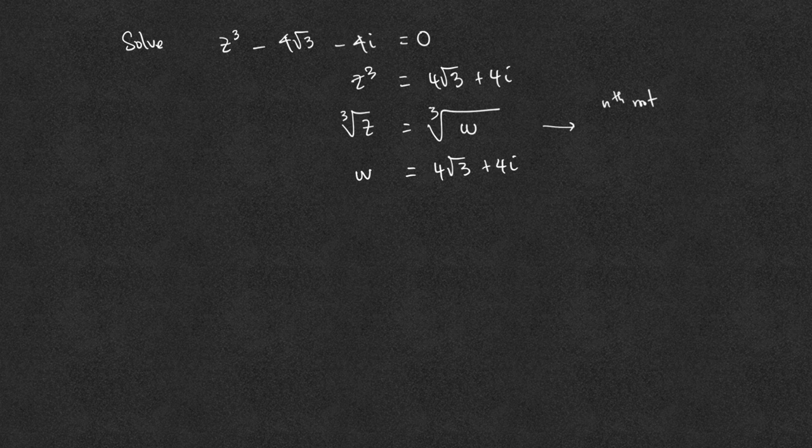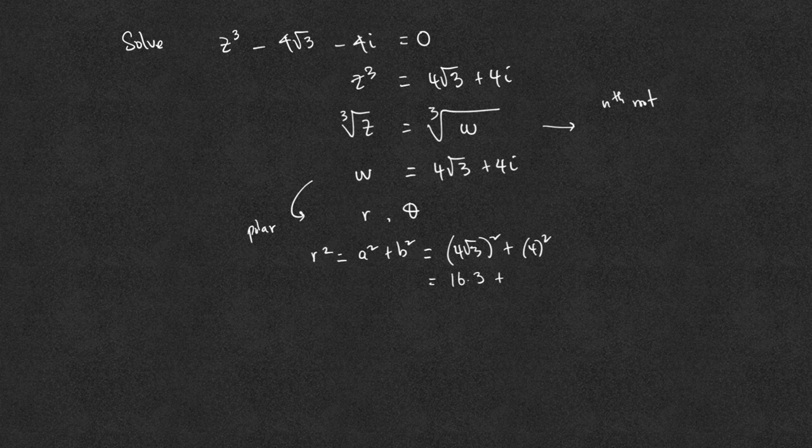that, we would need to write w in polar form, and we would need the modulus r and the argument theta, where r squared equals a squared plus b squared. In this case, a is 4 root 3 and b is 4. This is 16 times 3 plus 16, which is 48 plus 16, or 64. R is the square root of 64, or simply 8.